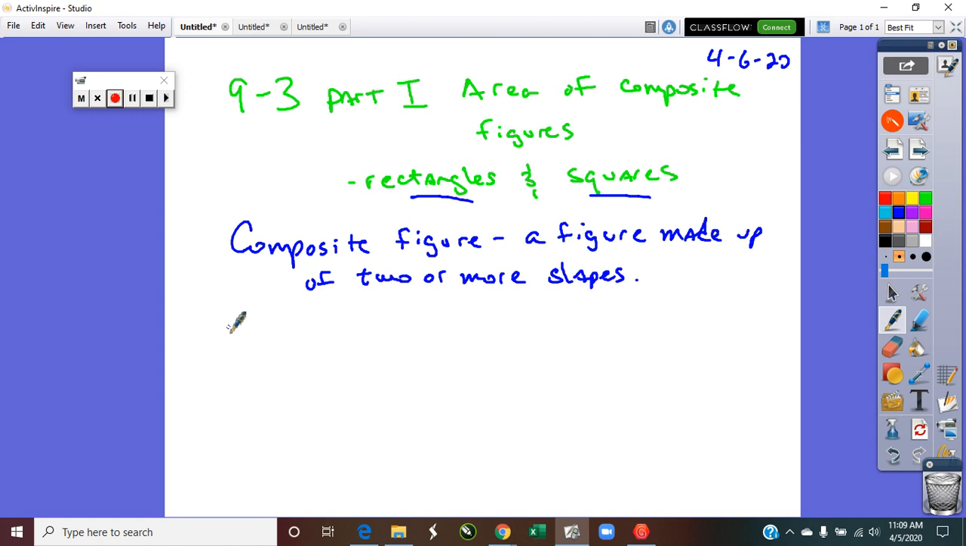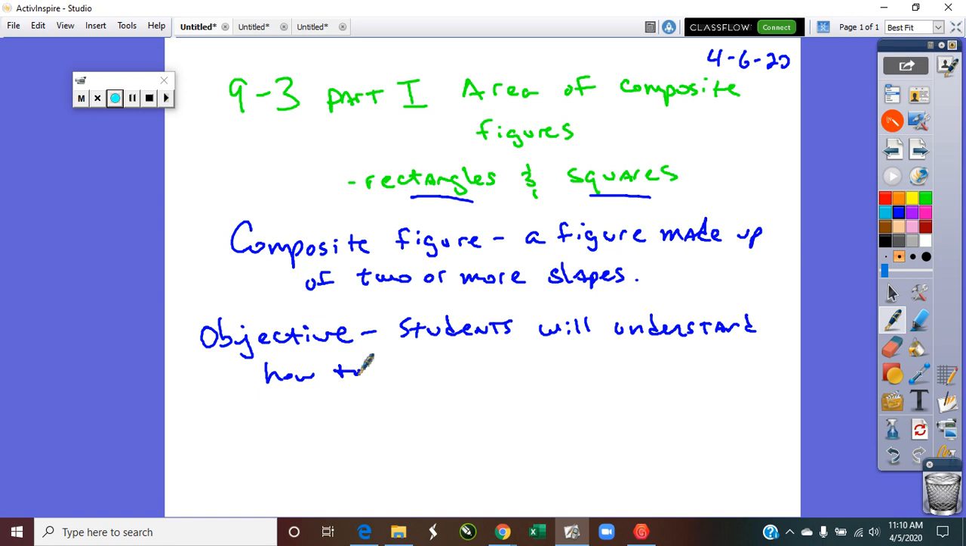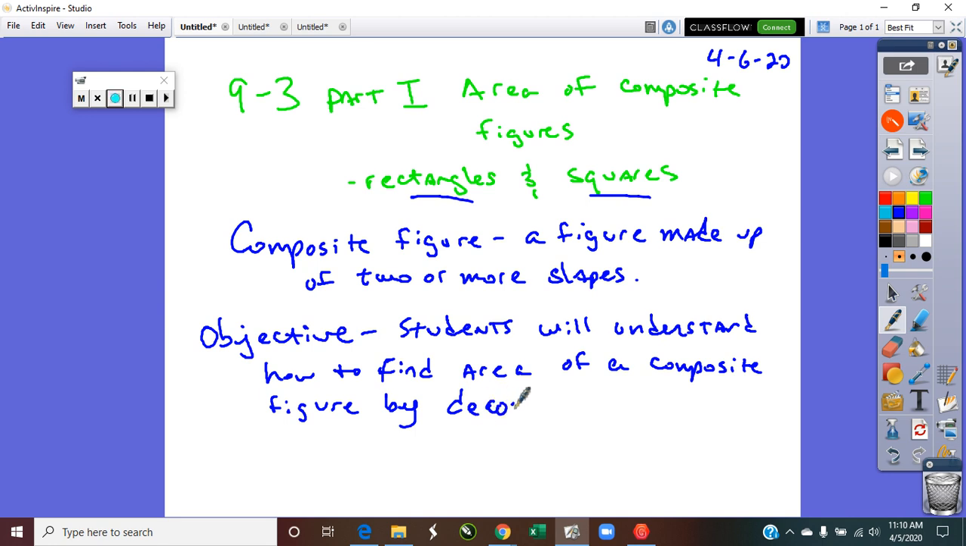So our objective for today is students will understand how to find area of a composite figure by, this sounds funny, but it's what we're going to do, by decomposing.